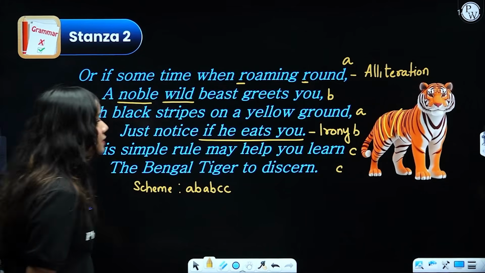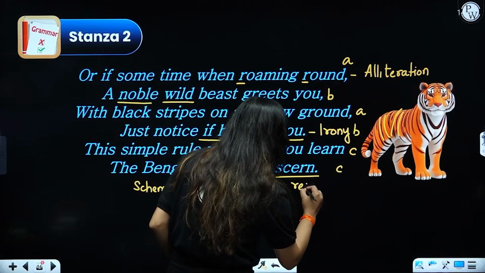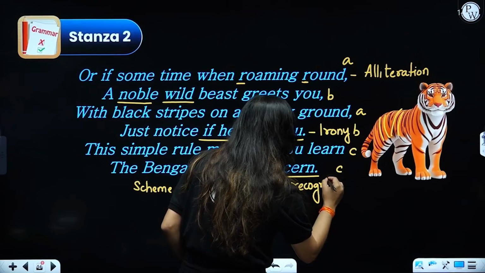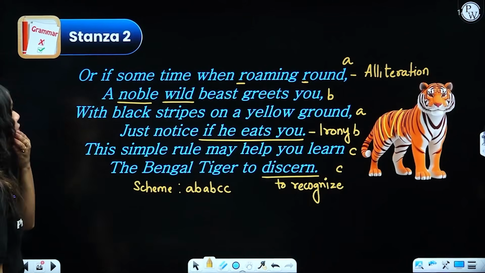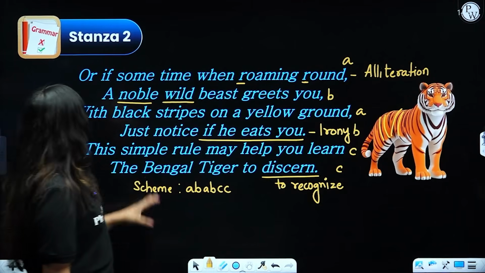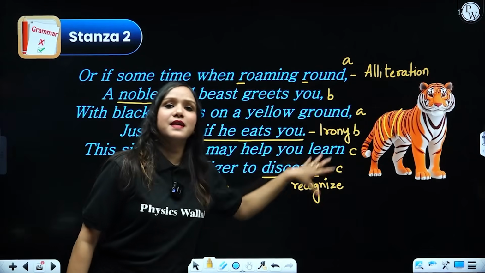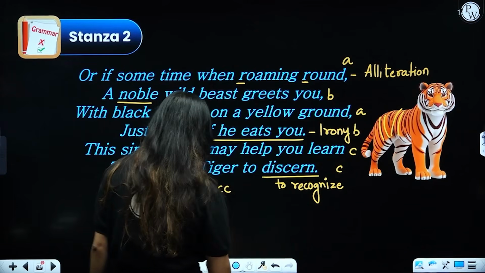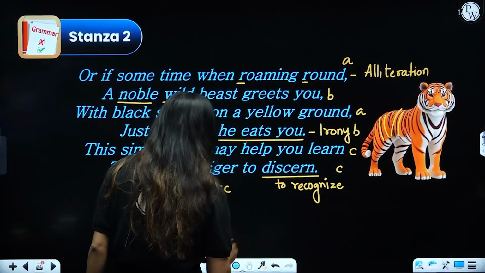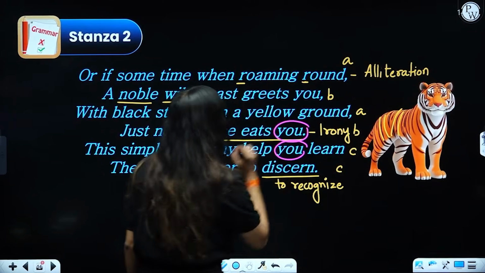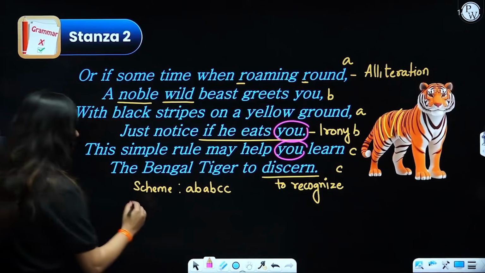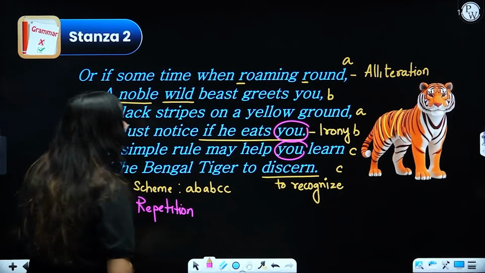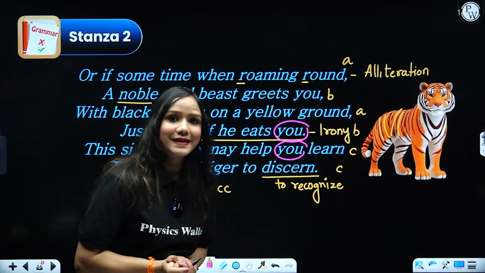So, the Bengal tiger to discern. What is the meaning of the word discern? It means to recognize. To recognize. You should know this, right? And one more important thing, do you find any other example of any other poetic device here? You see the word you has been repeated. Here we have you. Here also, right? So it shows that there is repetition. Got it? I hope that is quite clear to all of you.